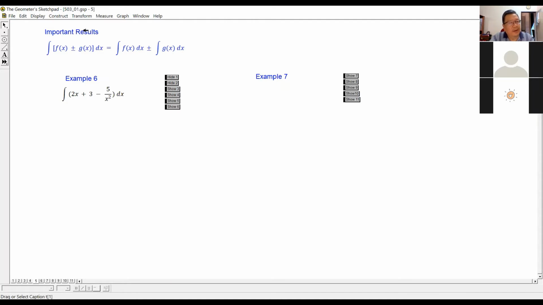How to integrate? According to this result, you want to integrate these 3 terms? Never mind. You can integrate them one by one. So integrate 2x with respect to x, integrate 3 with respect to x, then integrate 5 over x squared with respect to x. So we are going to do like that. Integrate one by one. The sign here is positive, so here is positive. The sign here is negative, so here is also negative. So far, can follow or not?